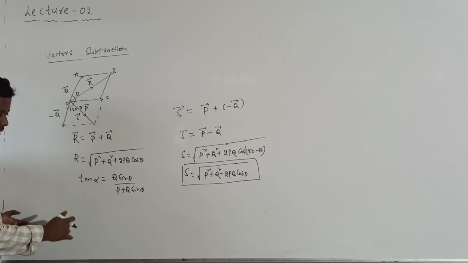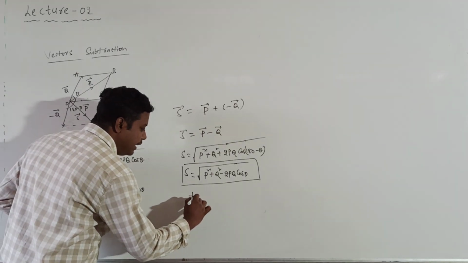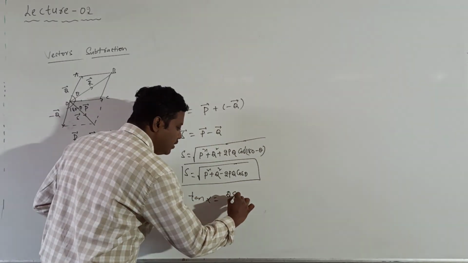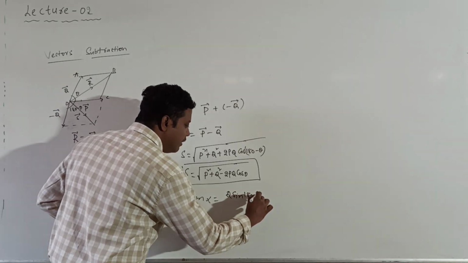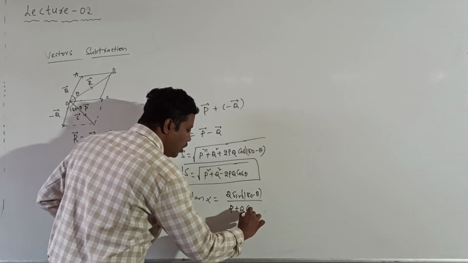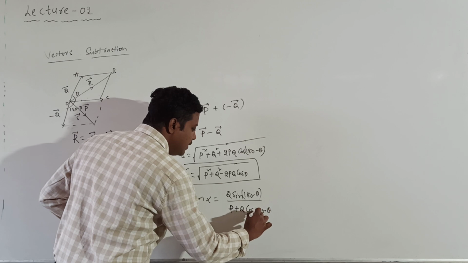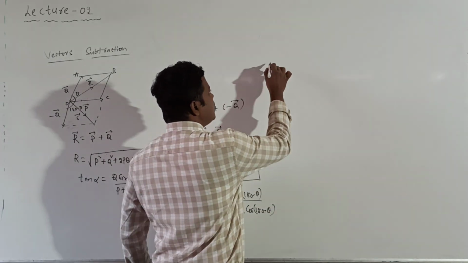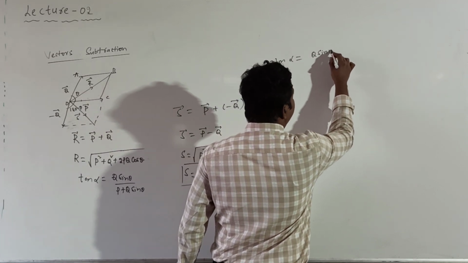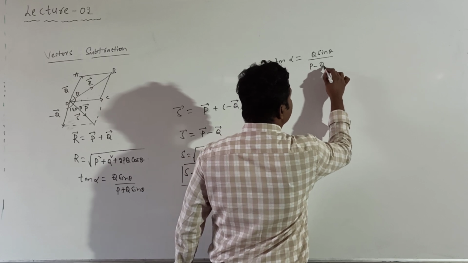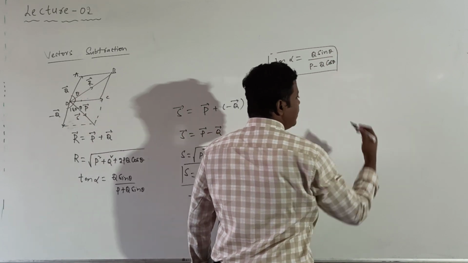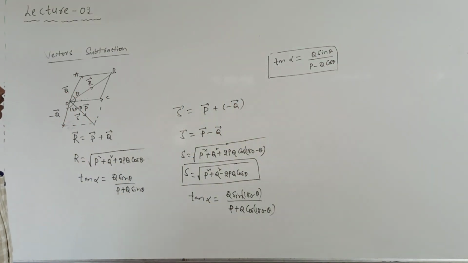Similarly, I can also calculate the direction. The direction is given by tan alpha equals q into sin of 180 minus theta divided by p plus q into cos of 180 minus theta. Then tan alpha is equal to q into sin theta divided by p minus q into cos theta. So this is the formula for finding the direction of the resultant vector. So we calculated the magnitude, then the direction also.